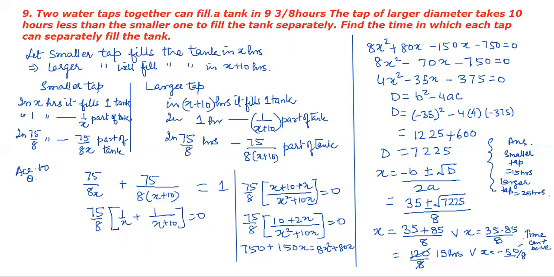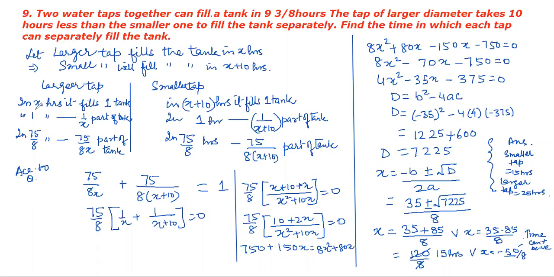So I have to make changes here. That means here I have to assume that this is the time taken by the larger tap, x hours, and the smaller tap will take 10 hours more. So this is the time taken by the larger and this will be the time taken by the smaller tap.